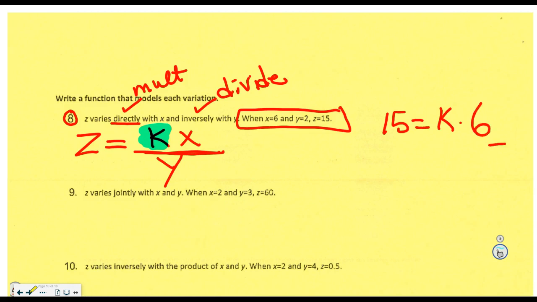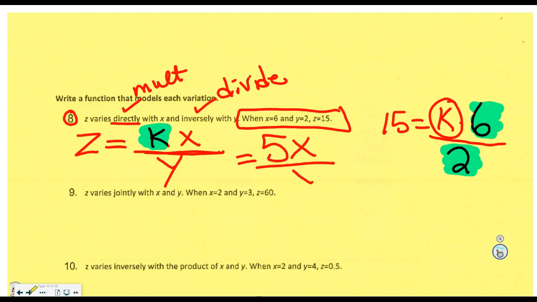Just kind of follow it like a map. And it says inversely with y. And what does it say y is? Y is 2. How do you solve that for k? Multiply by 2. So 15 times 2, 30, divided by 6, 5. That's not the answer to your question. That's the k. So here's your answer to the question. Z equals 5x over y. You guys are really listening. Does that make sense? I'm going to do 10 with you.